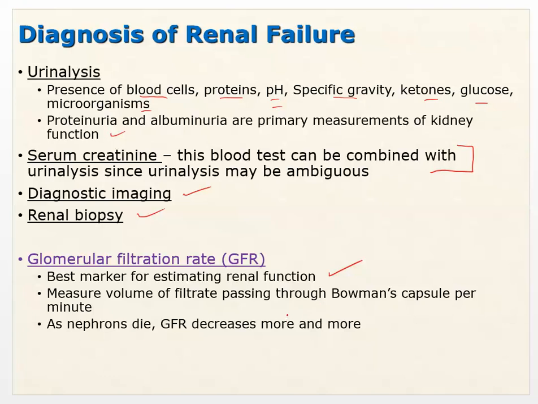And what that is, if you don't remember, is you measure the volume of the filtrate passing through the Bowman's capsule per minute. That's what glomerular filtration rate is. And of course, as more and more nephrons die, GFR is going to decrease more and more.